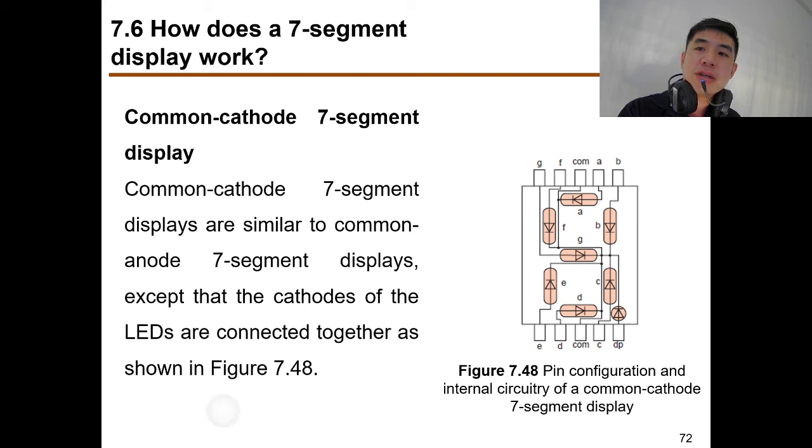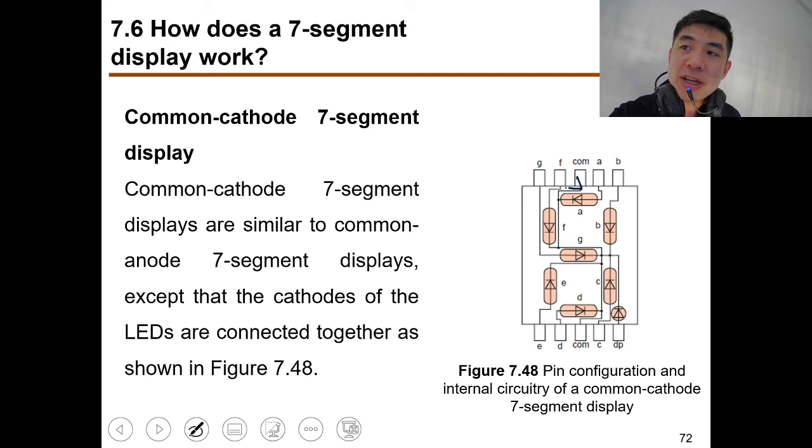Now at this part here, we see common cathode is also the same thing. But now the difference is this. For a common cathode display, the common is connected all to the negative one. Negative, negative, negative, all negative. Then all the LEDs face in the opposite direction. Can you see now?